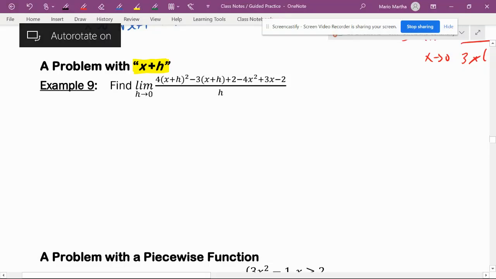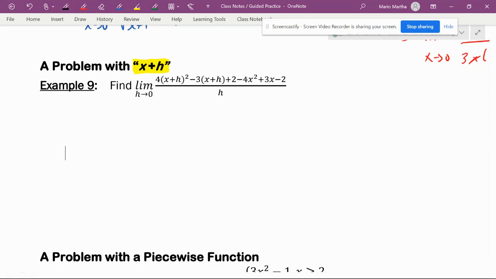So, a problem with x plus h. Here, you guys are going to see these often on the AP exam. These are popular problems. The reason is, they do have a meaning later on. I'm not going to spoil it for you until later. I'm going to tell you pretty much what it means.